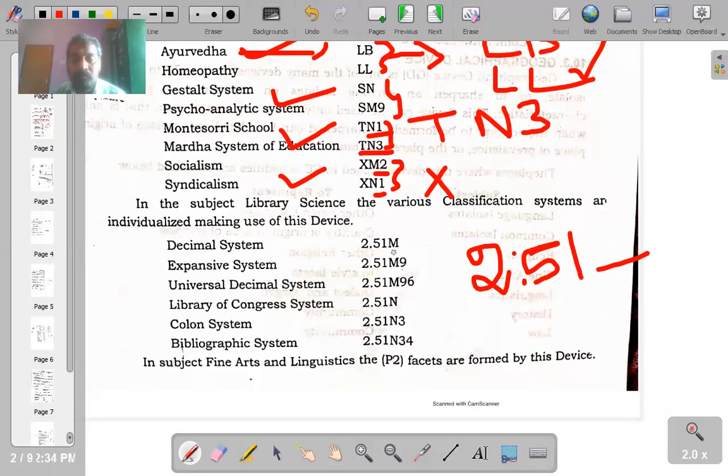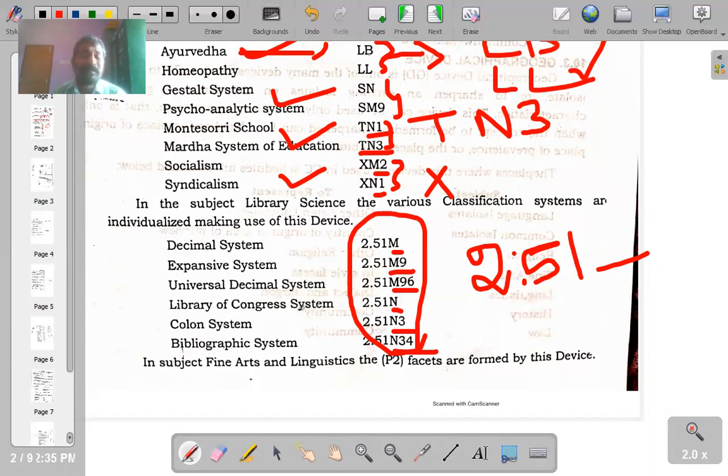That is based on M, M9, M96, N, N3, N34. So these are all the year or the period during which that particular classification scheme was popular, when it was published, when it was growing in a very phenomenal way. For example, if you take Dewey Decimal Classification, it was developed in the 18th century. So we give M. Expansive Classification System, 1890s. UDC was published in 1896, so M96.